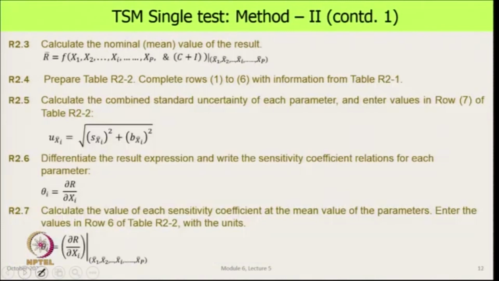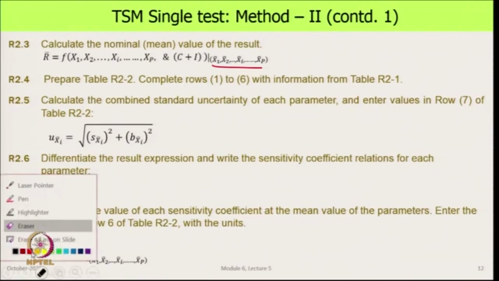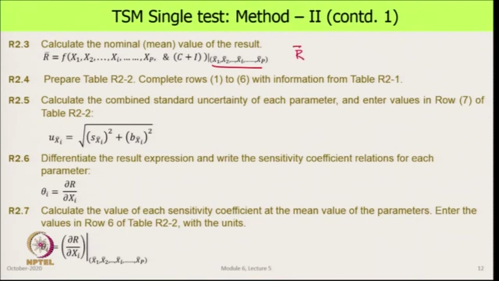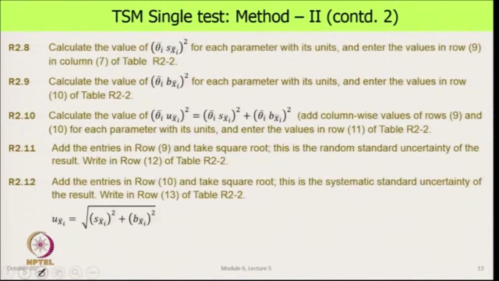So, in the next step, we go back to the result formula, put the mean values and calculate the mean value of the result, r bar. So, this is r bar. Then we go off and make another table R2-2, and let us look at that, and it says complete rows 1 to 6 with information from table R21. So, we are transporting data from the first table to the second table.